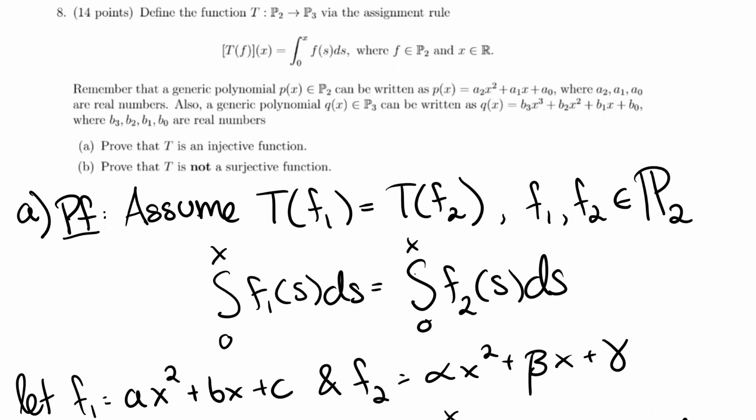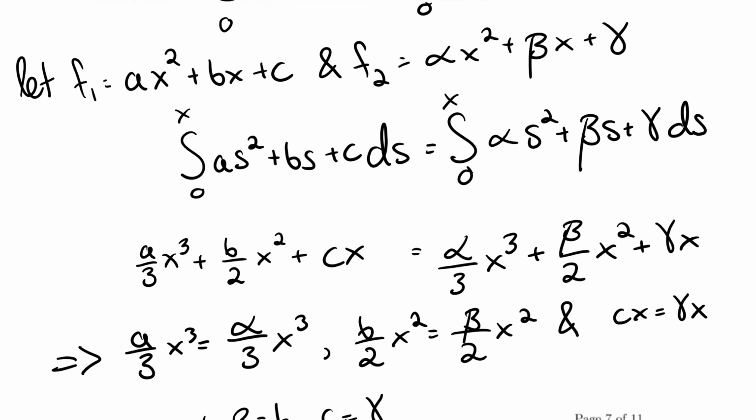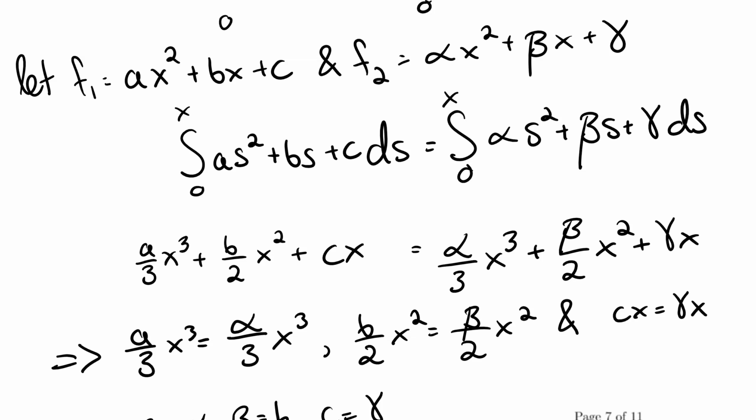All right, what's part B? Prove that T is not a surjective function. So I need to find someone in P3 that doesn't get hit. Something that can really help you with this is by looking at the work we've already done. So who is not represented by this? Well, we certainly have things of power 3 that we could choose. Just a has to be not 0.